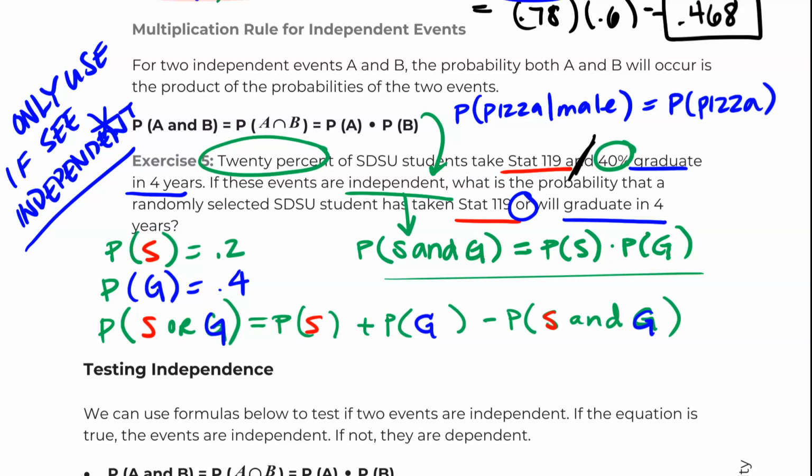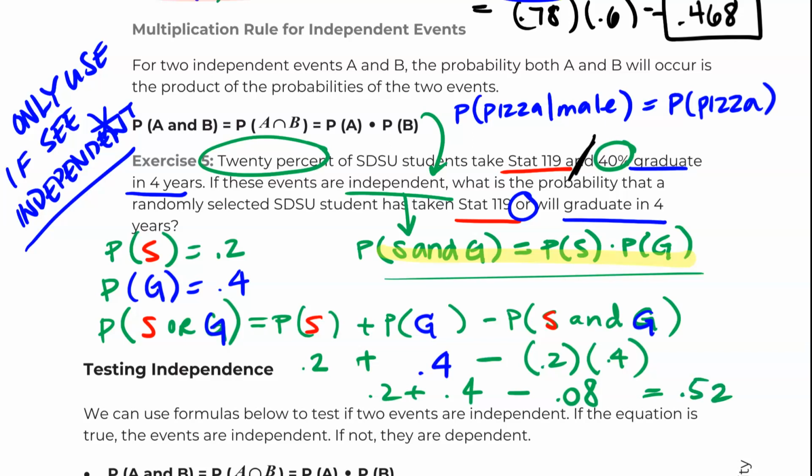So in this case, I go, okay, well, we know Stat 119 is 20%. We know graduating in 4 years, 40%. But there are going to be students who did both, graduated in 4 years and took Stat 119. And since we were told they're independent, we can, in this case only, multiply those two probabilities together to find that overlap. So this will be 0.08. So 8% of students will have done both. So this will be 0.52. So that's one of my favorite things to ask. In fact, you're going to see that on the Kahoot that we'll start class with, is asking independent and or, because it requires you to use the or formula and the independent rule together.